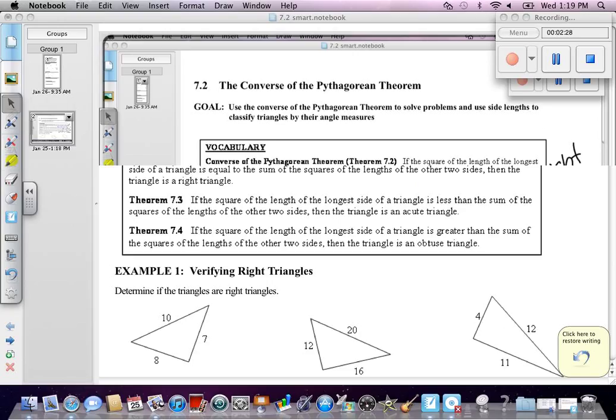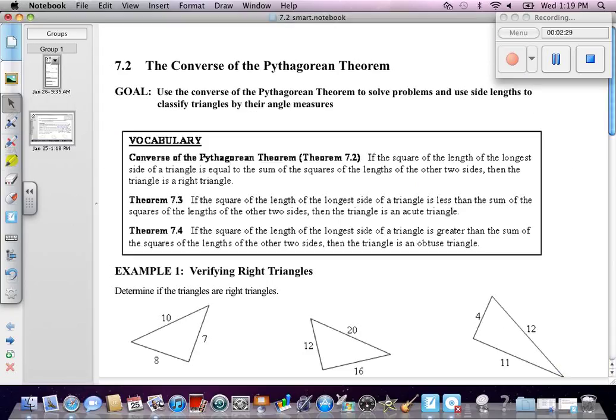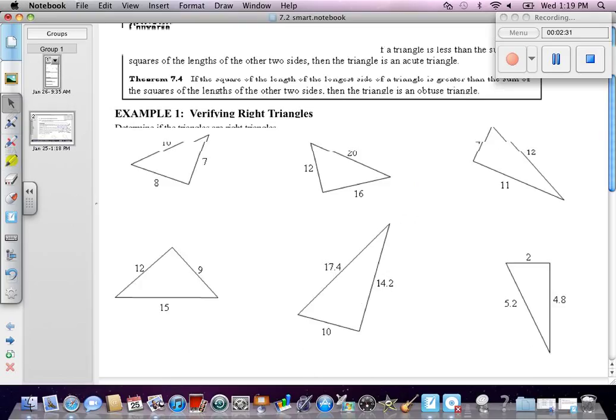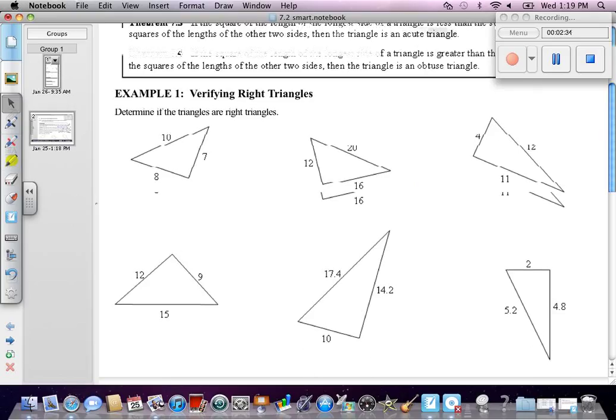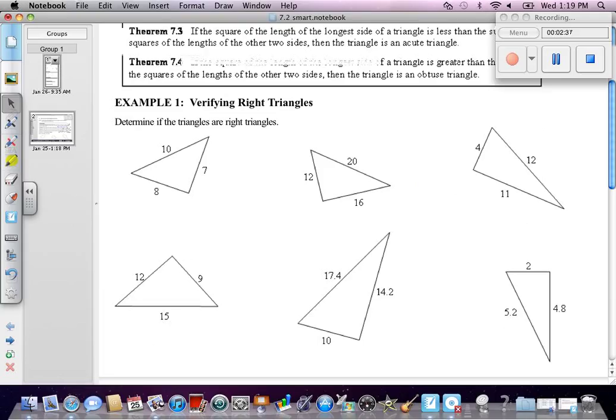So basically, if a squared plus b squared is less than c squared, then you know that the angle isn't right, but it's acute. So let's see if these are right triangles or not. Which one would be the hypotenuse? 8, 7, or 10? 10. So we've got 8 squared plus 7 squared equals 10 squared. So we've got 64 plus 49 equals 100.